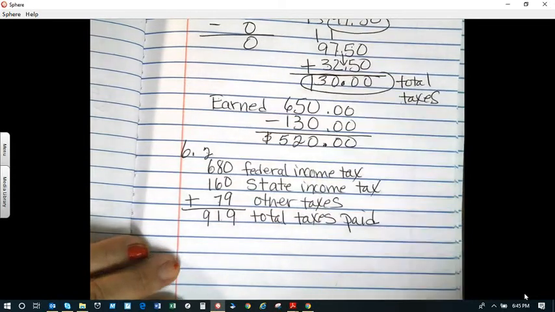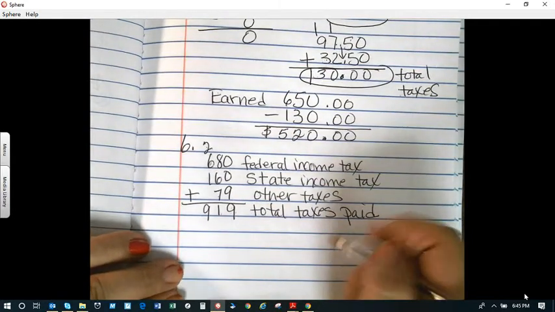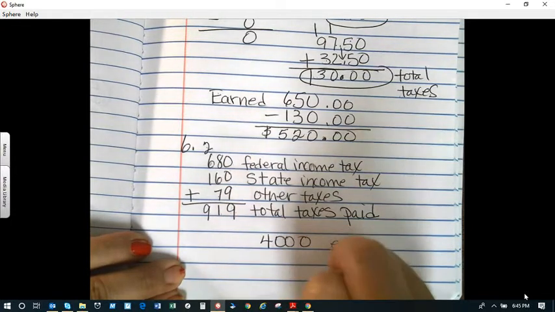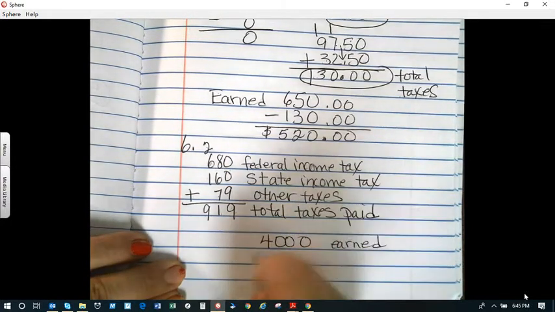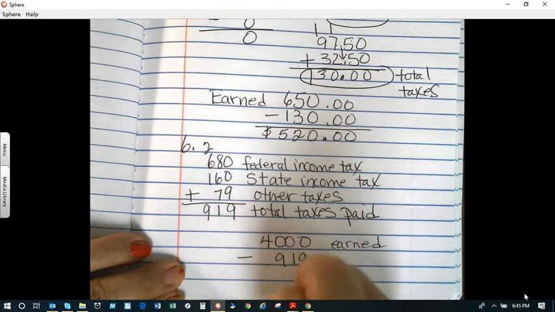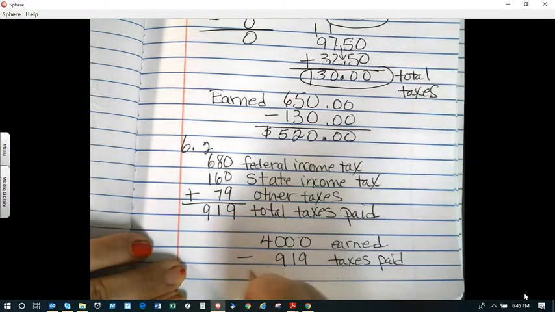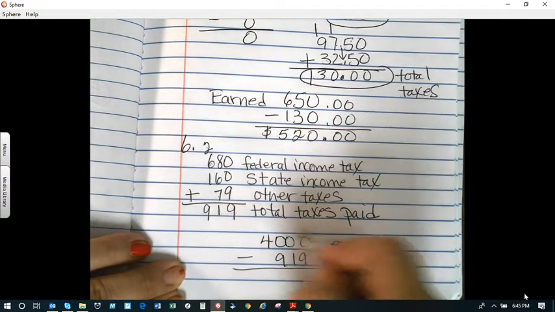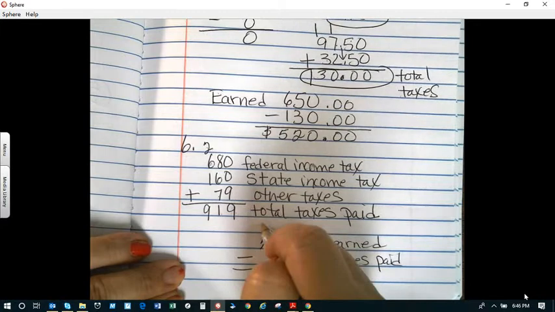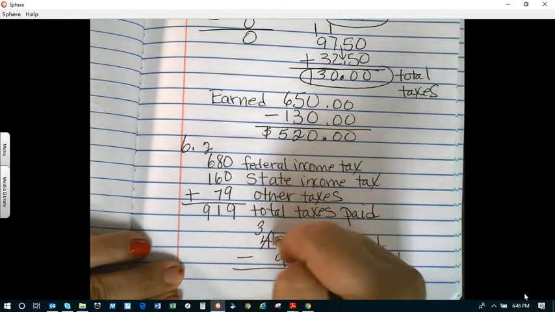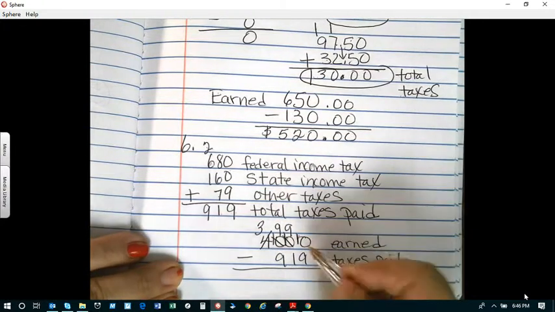Now he earns $4,000, or she earns $4,000. I'm going to subtract that from 919. This is taxes paid. Can't take anything because there's 0, so I need to come over here and borrow. So I have to regroup. That becomes a 3. I'm going to put my 1 here next door. That becomes a 9. Bring the 1 here. This borrows from that one. That becomes a 9. And bring my 1 over to the 1's place.